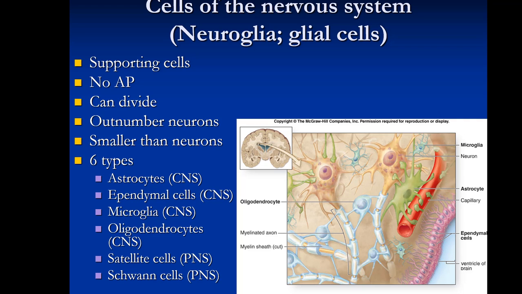And again, they don't generate action potentials. That's what it says up here. So they don't really do the hard work. They play a supporting role, and each of the 6 has a specific role that it plays in supporting the nervous system. Notice that 4 of these say CNS behind them. So these first 4 are found within the central nervous system, and these 2 are found in the peripheral nervous system. We're going to go through these one by one, and I'll tell you what you need to know about each.